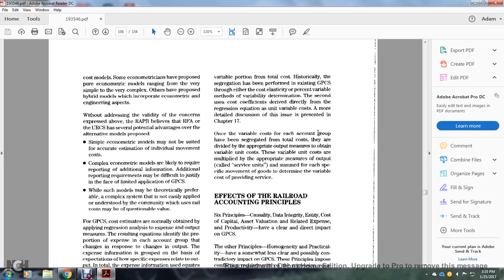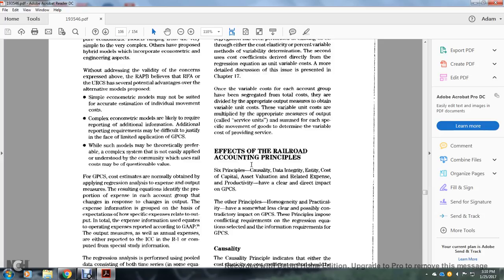Once the variable cost of each account has been segregated from the total cost, it is divided by the appropriate output measure to obtain the variable unit cost. The variable unit costs are then multiplied by the appropriate measure of output, called service units, and are applied to each of the specific amounts of goods to determine the variable cost of providing services.